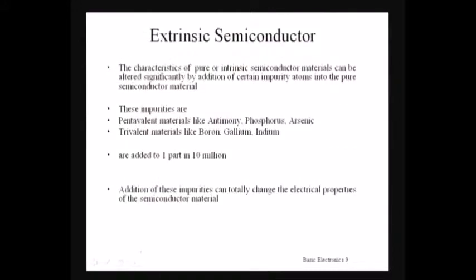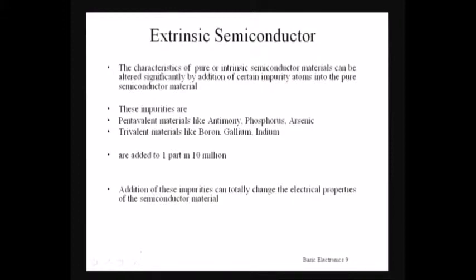Now, we have been talking about intrinsic semiconductors. Those are the purest form of semiconductors without any impurity in them. But there is another type of semiconductor, which is called an extrinsic semiconductor. This extrinsic semiconductor has the characteristic such that its properties can be significantly altered by the addition of certain impurity atoms into the pure semiconductor material.